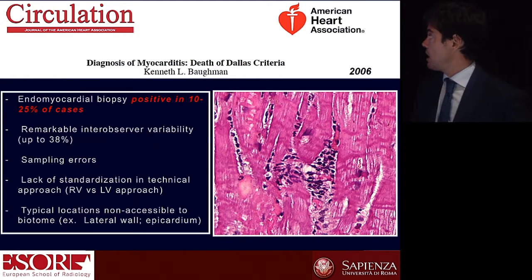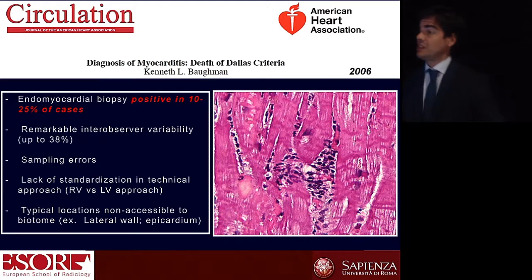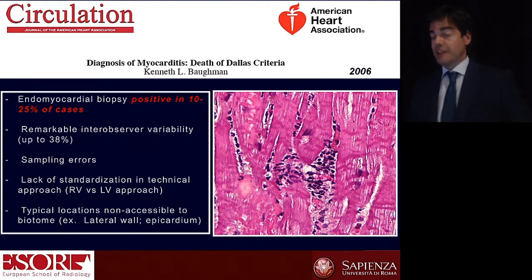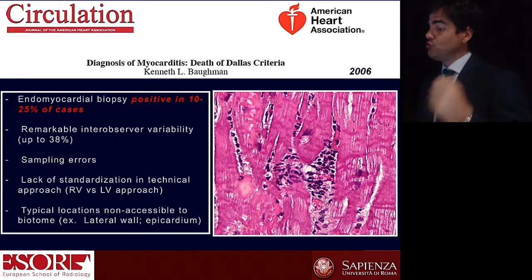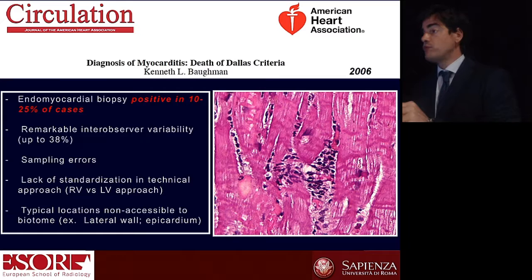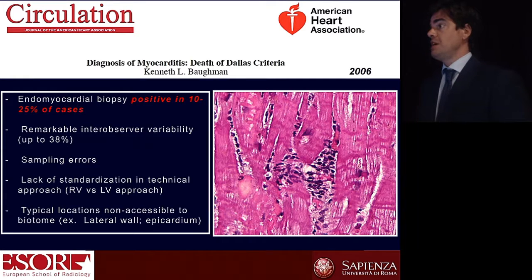Because endomyocardial biopsy is positive only in 10 to 25% of cases. And this is related to the fact that if you go to do biopsy, usually you withdraw the subendocardial layer, whereas, as I showed you, myocarditis is more often subepicardial. So if you want to see and to take the subepicardium, you have to do a deep hole in the myocardium and ventricle, making the procedure highly, highly risky.